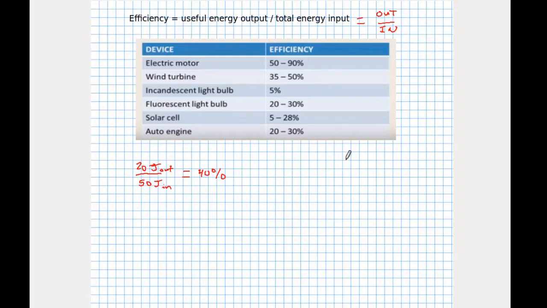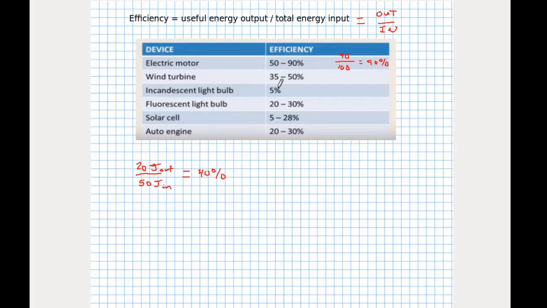So that 50 to 90% means, let's say you put 100 joules in. On the top end, if you are very careful, you'll get 90 joules out, and that corresponds to 90%.